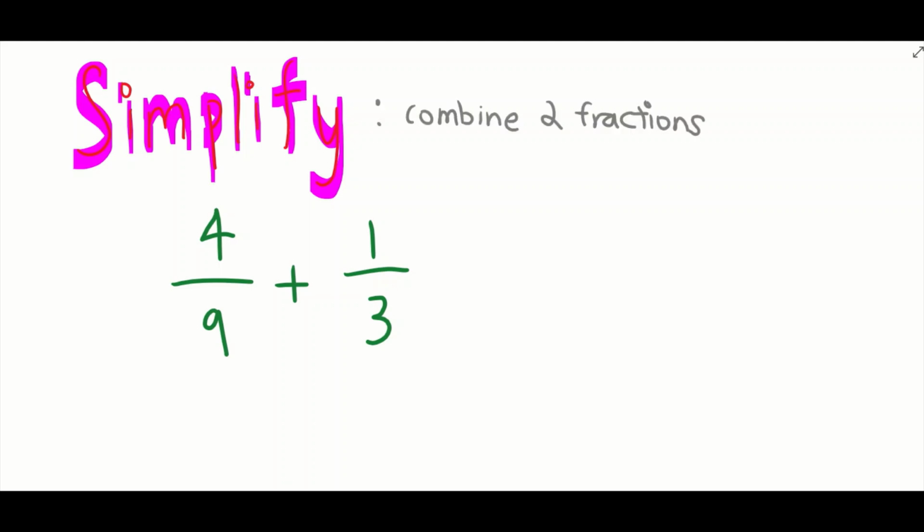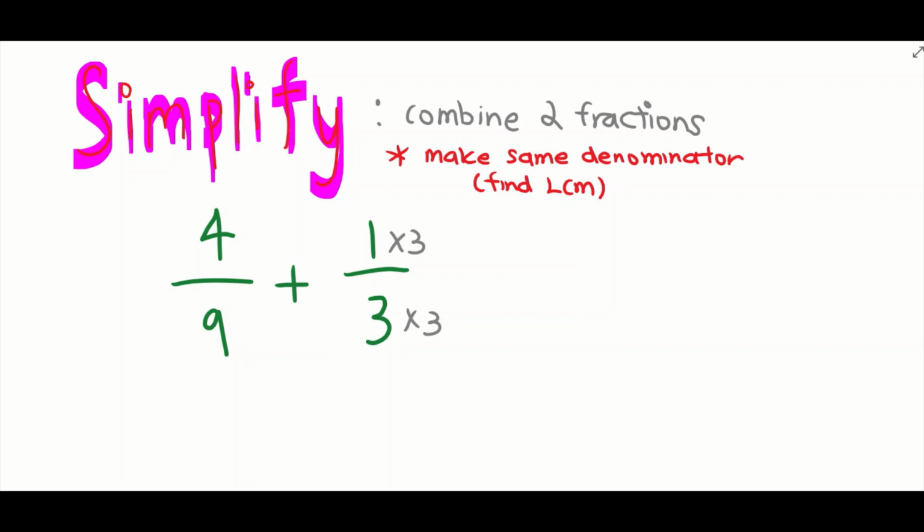In this case, when you see two fractions, simplify meaning combine the fractions to become one fraction. My hint is to make the same denominator, meaning to find the lowest common multiple. So to make the same denominator, we can multiply 3 to the second fraction. And what we'll have is 7 over 9. Now we will do the same but for algebra.